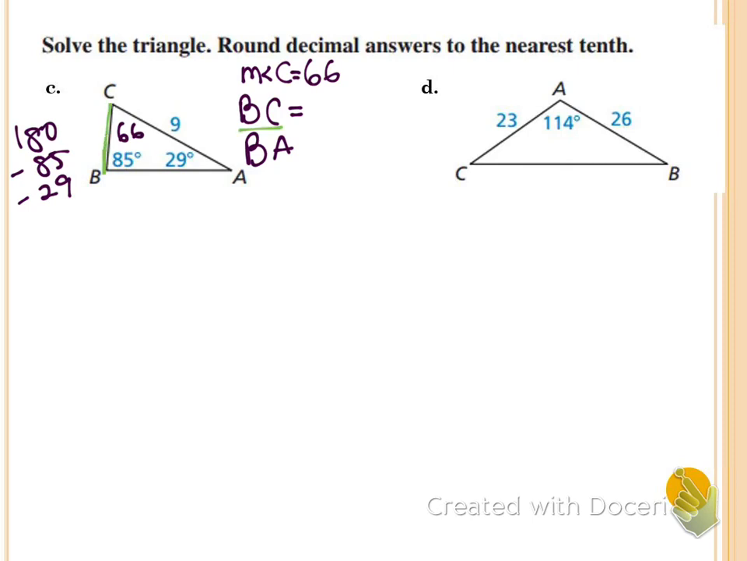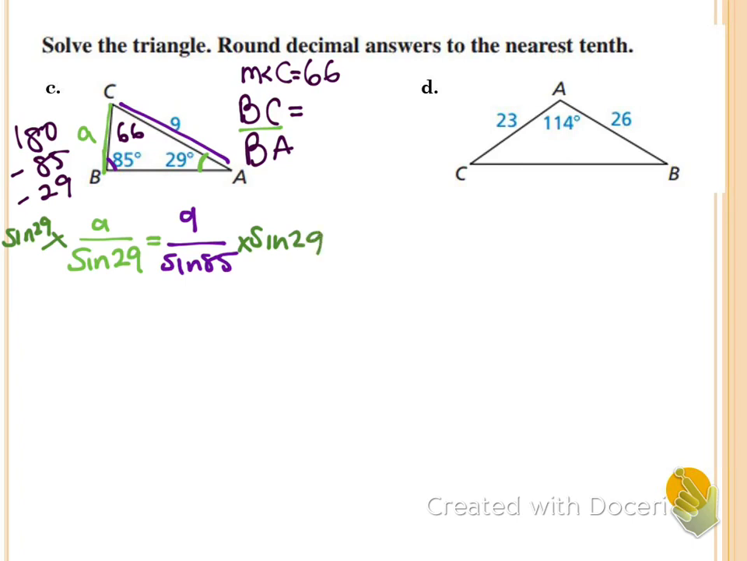So now we can find either of the remaining sides using the law of sines. I listed BC first, so why not? It's a over sine of 29 equals, you want to set it equal to your known pair, so 9 over sine of 85. Multiply both sides by sine of 29. 9 over sine of 85 times sine of 29. We get 4.4.